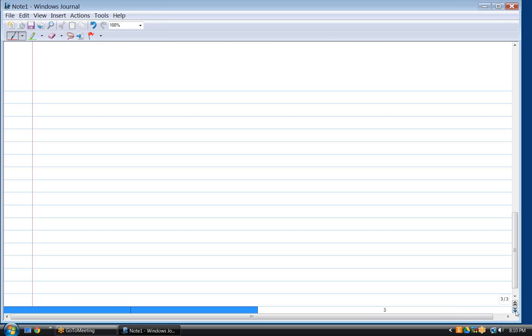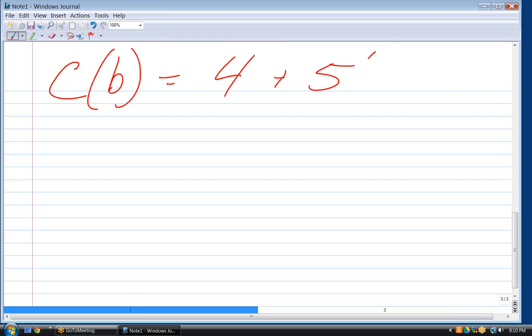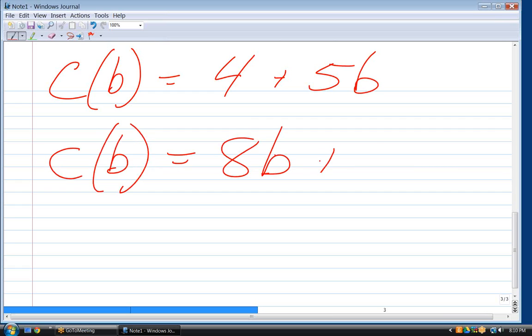Right. Okay. The next one is the cost in dollars of making B bracelets is represented by 4 plus 5B. The cost in dollars of making B necklaces is represented by 8B plus 6. Write a polynomial that represents how much more it costs to make B necklaces than B bracelets.